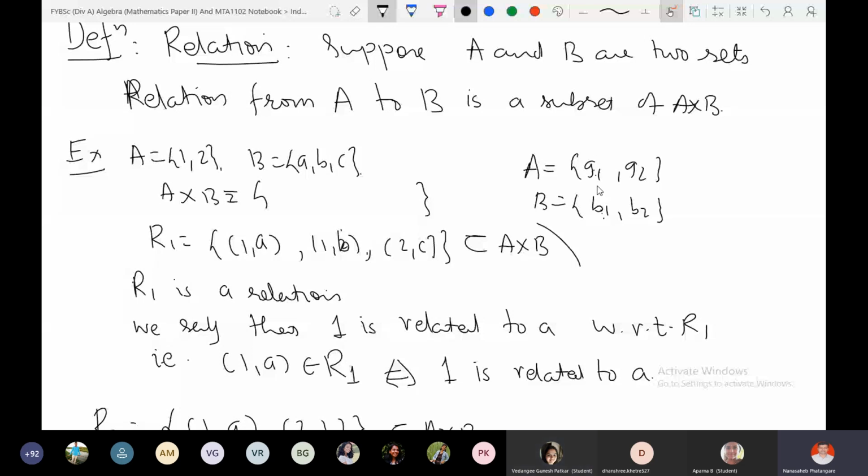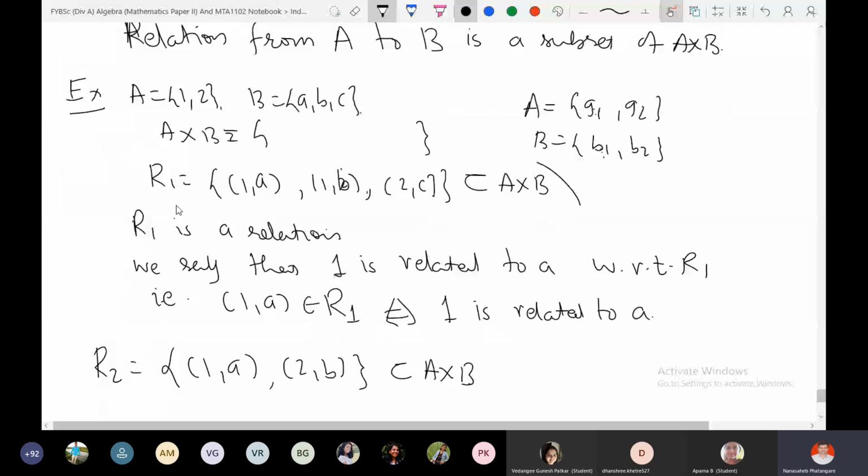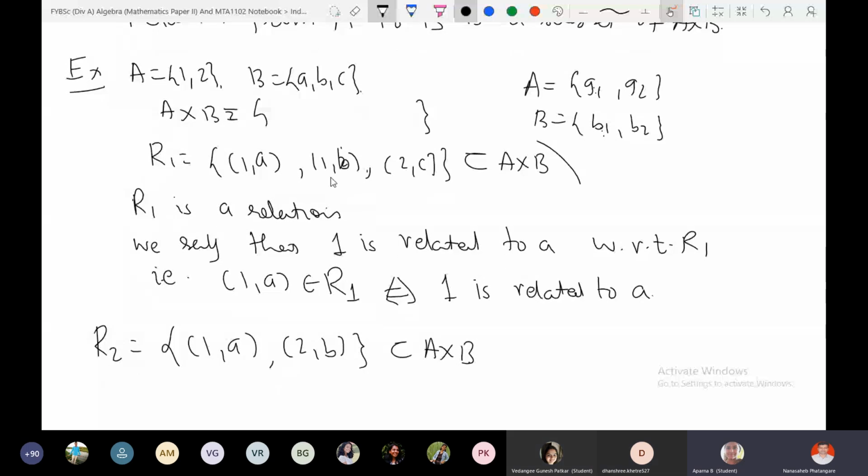So the same kind of thing is here. The meaning is our usual meaning. What is the meaning of this? 1 is related to a, 1 is related to b, and 2 is related to c. This is my relation, that is what I defined. And I am defining that 2 is not related to a or b. This is the relation I am imposing on the members of these sets. Okay, this is one kind of relation.